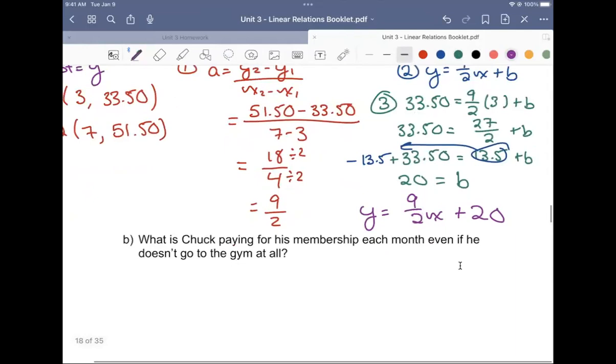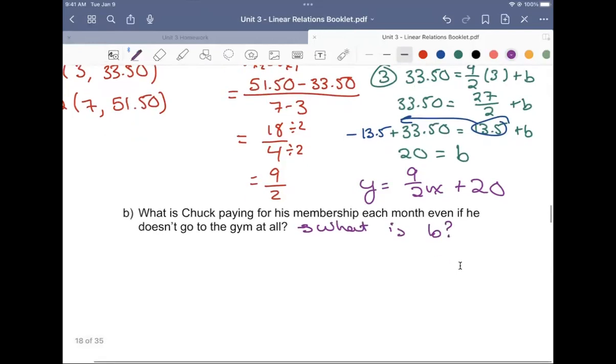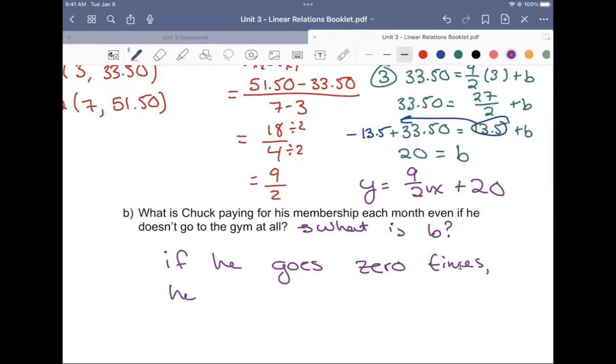So what is Chuck paying for his membership each month, even if he doesn't go to the gym at all? What this question is asking for is, what is b? What is our y-intercept? So in this case, if he goes 0 times, he pays $20. Think of it as like a base rate. This is often done in many different types of jobs. If you imagine having an electrician come into your house, they generally have a base rate that they charge just for showing up, and then you pay them per hour on top of that.